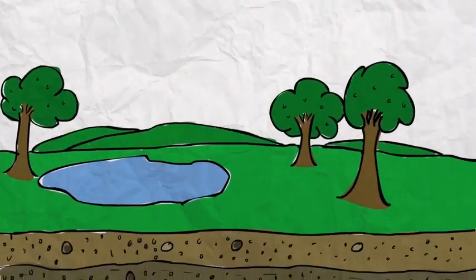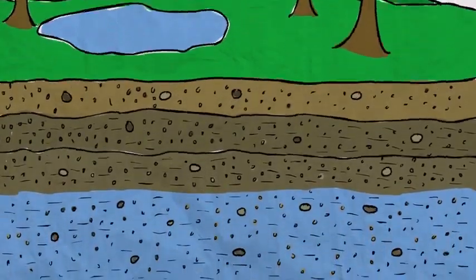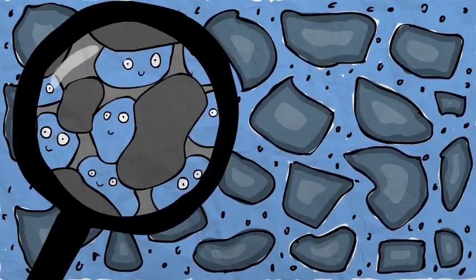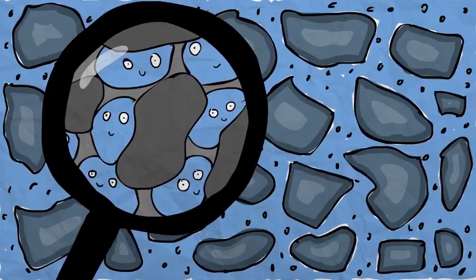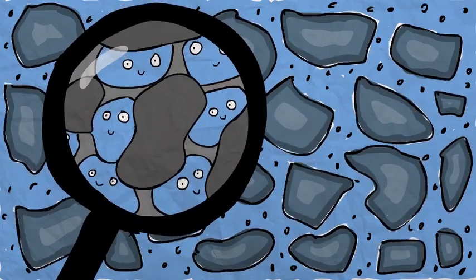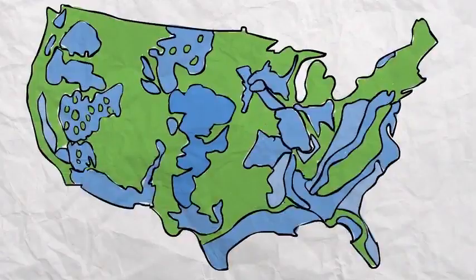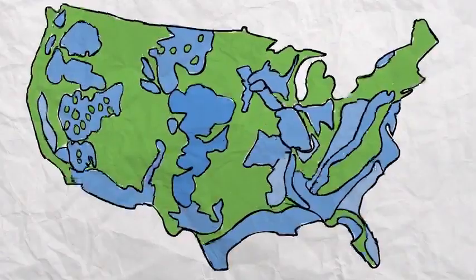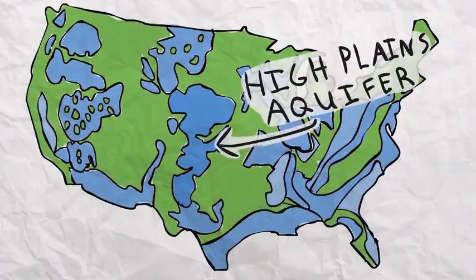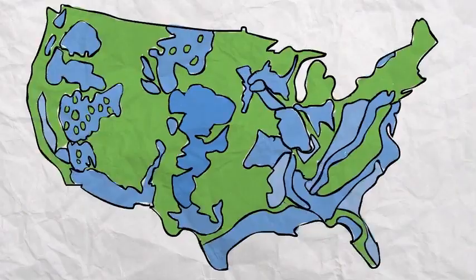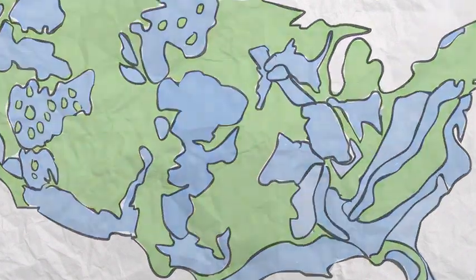But in the ground below your feet, there's even more water, groundwater. Groundwater is water that's crammed in the tiny gaps between rocks, soils, and sediments under the ground. A full body of groundwater is called an aquifer. There are huge aquifers all across America. The biggest is the High Plains Aquifer, which covers 174,000 square miles right in the middle of the country. Anything that big deserves a closer look.